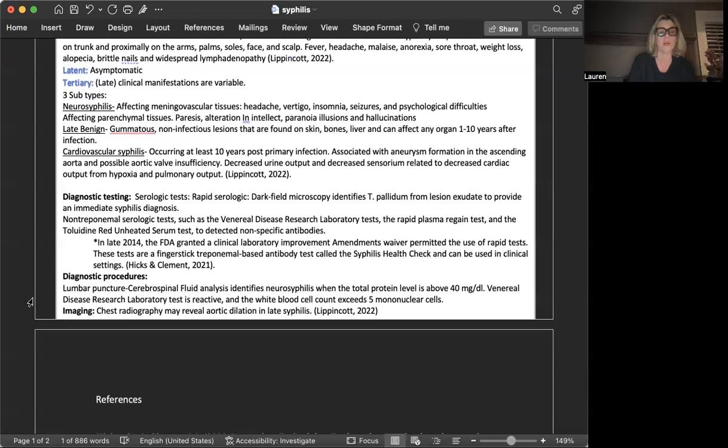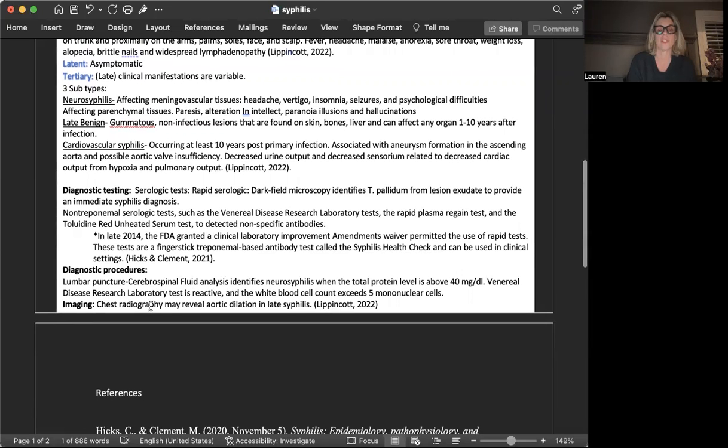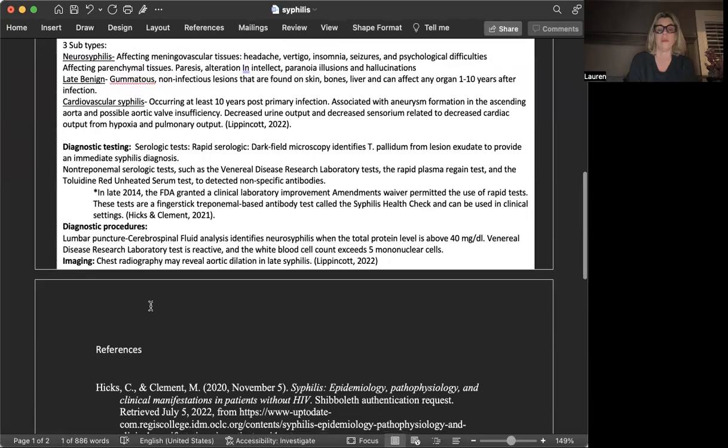You can see below a lumbar puncture for the CSF analysis identifies neurosyphilis. And for imaging, you can see a chest x-ray may reveal some aortic dilation in late syphilis.